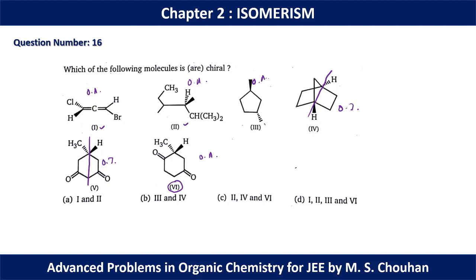In molecule 4 we have one sigma plane in this position, so this is optically inactive. In the fifth molecule we have again a sigma plane along this, so it is optically inactive. In the sixth molecule we don't have any sigma or i, so this is again optically active. So 1, 2, 3 and 6. These 4 molecules are optically active or chiral in nature. So option D should be the correct option.